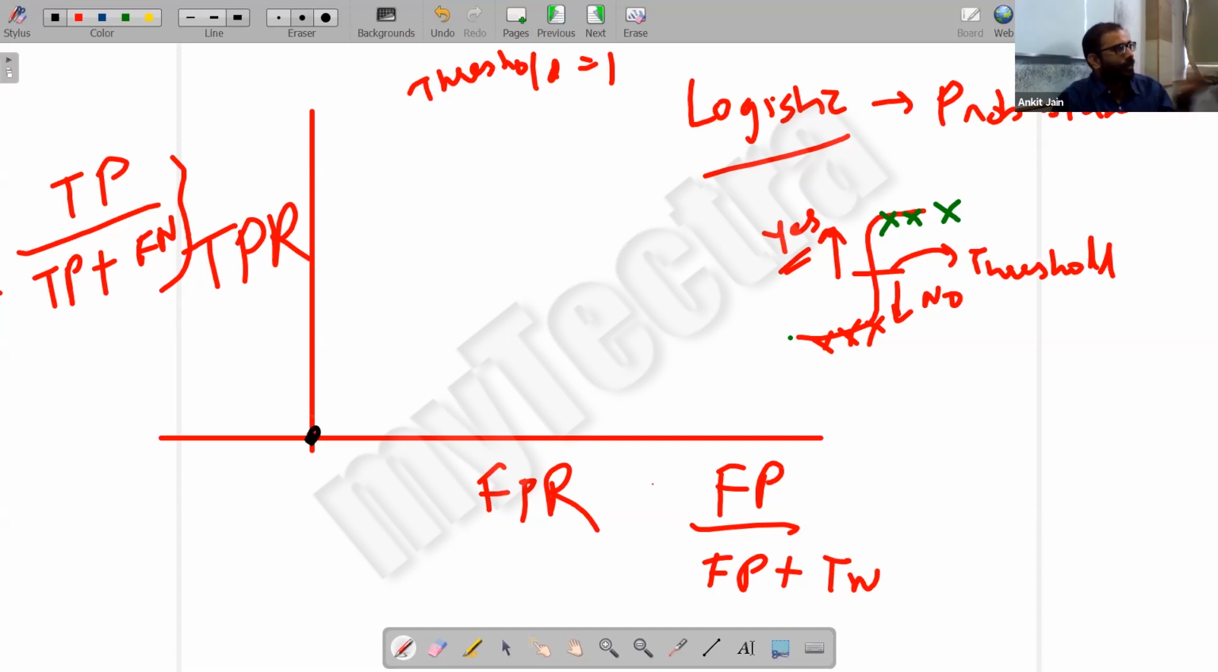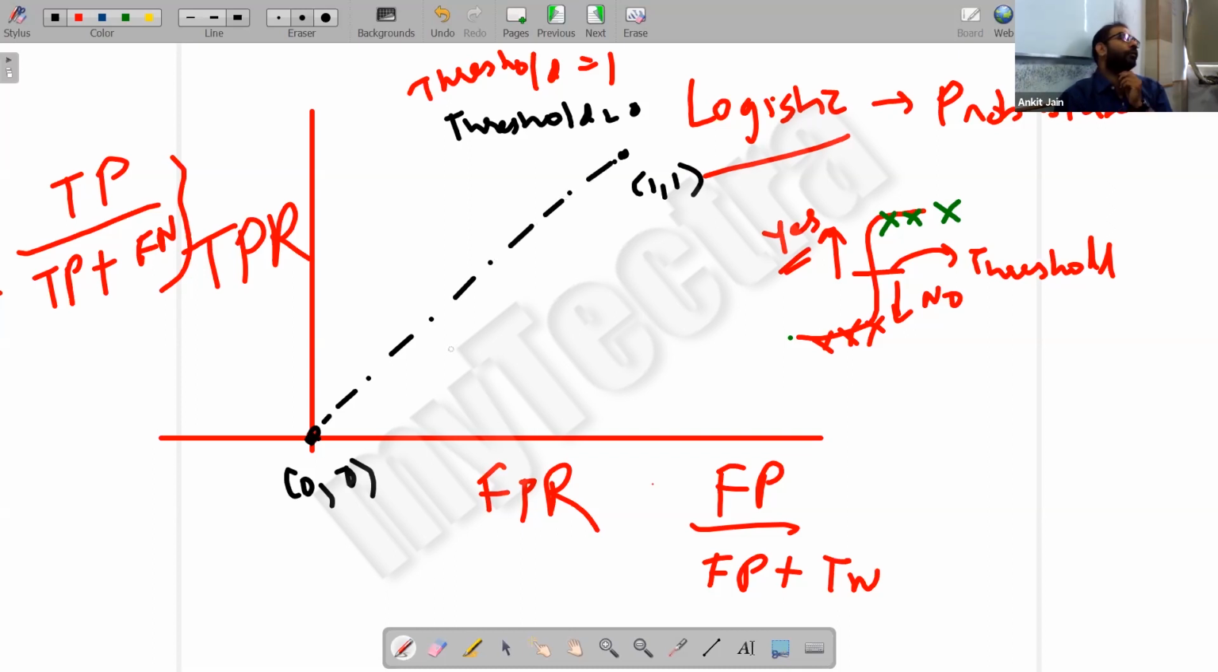True positive will be 0. What about false positive? It will also be 0 because your model will always predict no. Whether this person has diabetes, no. Whether he will take the class, no. Because your threshold itself is 1, right? So this will be 0. What about the case when your threshold is 0? 1. Right? So if you see, this is the line where your true positive and false positive will be equal.